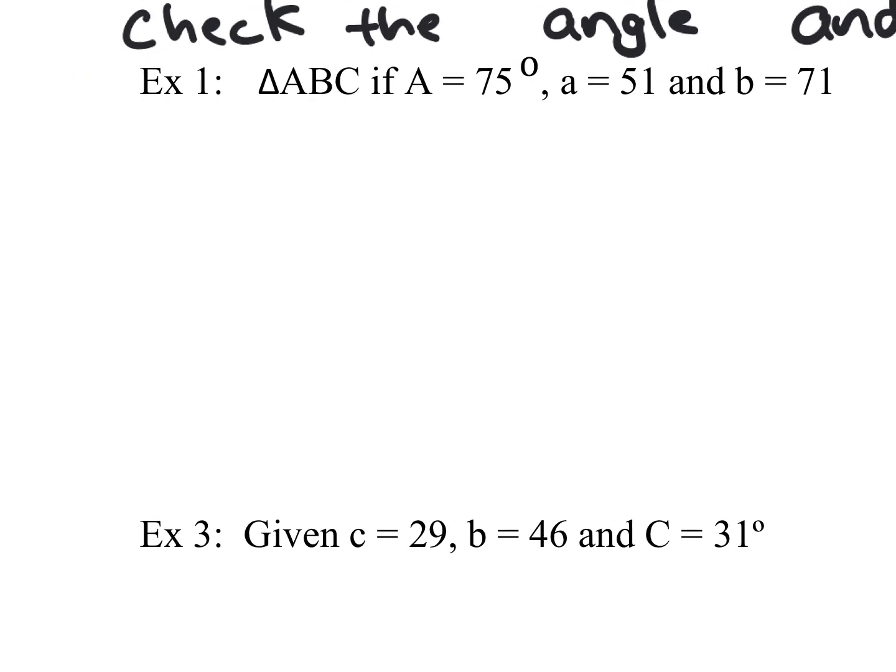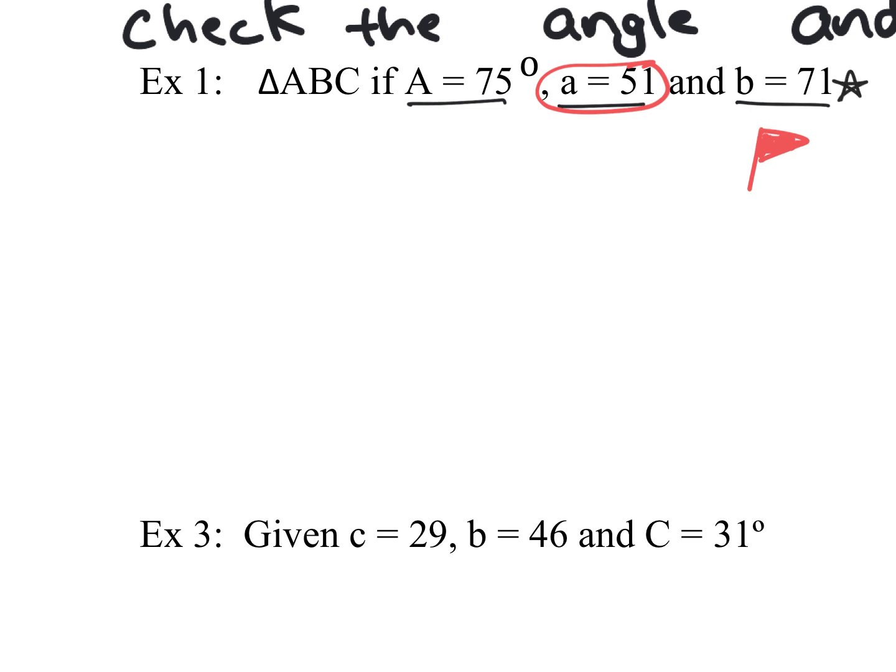So let's look at example 1. In this case, they tell us that angle A is 75, side a, which is across from angle A, is 51 and side b is 71. This is a red flag here, right? This is a red flag because our side across from the angle is smaller than the other side given.